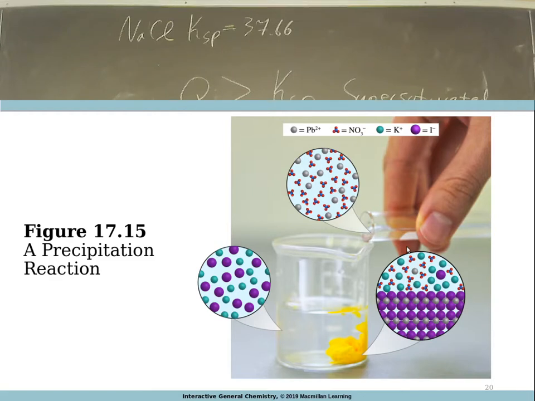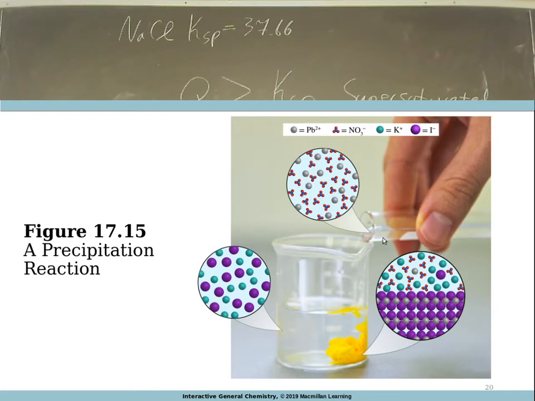KI, potassium iodide, lead iodide, PbI2, lead(II) iodide, is now in play. The lead ions can find the iodide ions, and if you look up their solubility product, it's very small. This is a sparingly soluble salt, and so if you were to mathematically calculate Q, the reaction quotient, for the mixture of these two solutions, you would find that Q is much, much greater than K. That the solution is supersaturated.